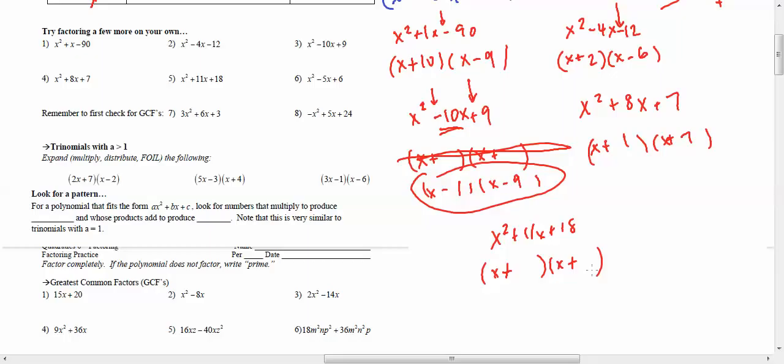2 and 9. What else? 1 and 18. What else? 6 and 3. Good. Which one of those gives me 11? 9 and 2. Perfect. Sorry, dude. 6 and 3 doesn't work because 6 plus 3 is 9. Nor does 3 and 6, because 3 plus 6 is 9.